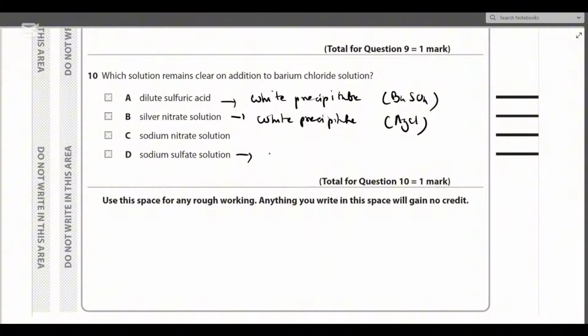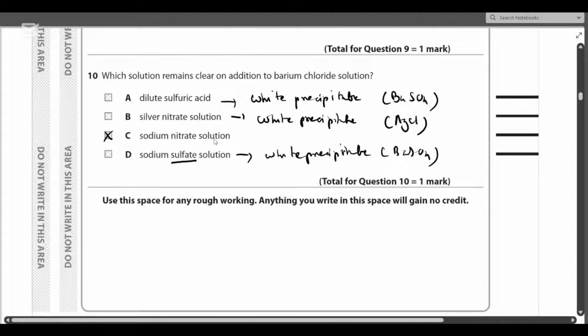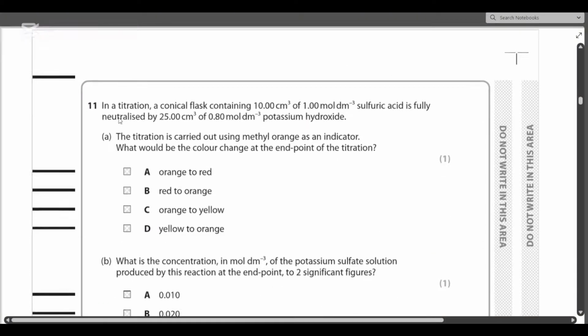Again, sodium sulfate is not correct, because a white precipitate called barium sulfate is going to get produced due to the presence of sulfate ions in the solution. So the only option here is C, where when you add sodium nitrate solution, no precipitate is produced, so the solution remains clear.